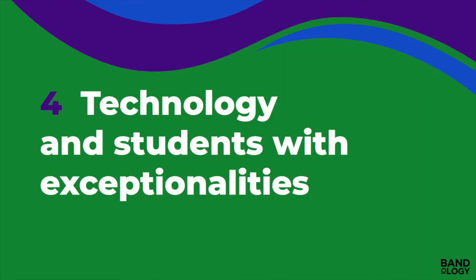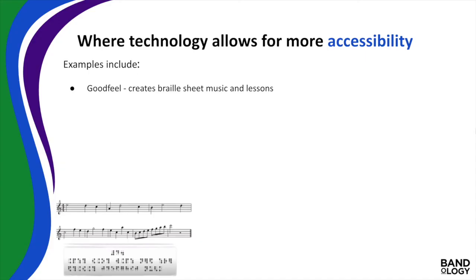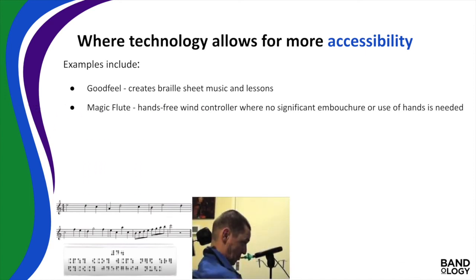Technology for students with exceptionalities. The following slide provides a very quick description of some assistive pieces of technology that can be utilized in the music classroom. GoodFeel is an application that translates sheet music into Braille for students who may be visually impaired. Magic Flute is a hands-free instrument where students with minimal arm movement can play using their breath and neck movements.